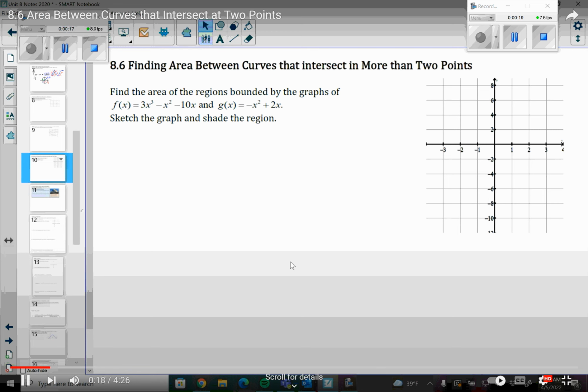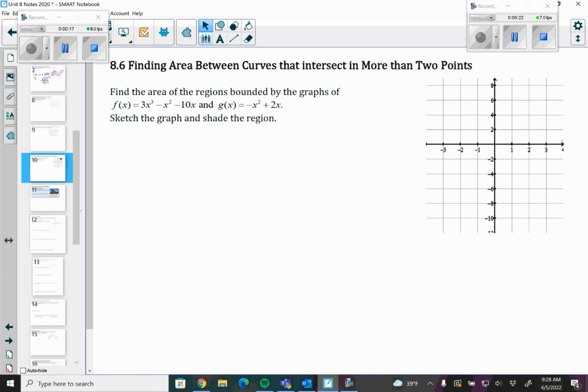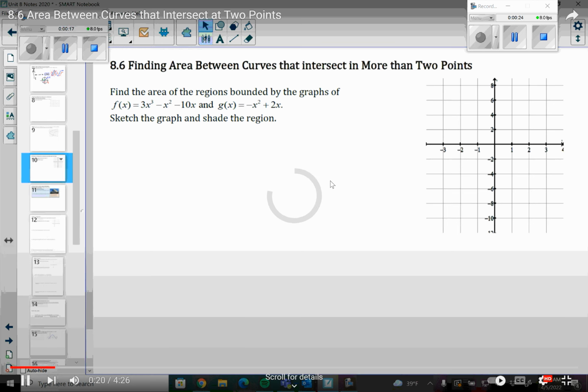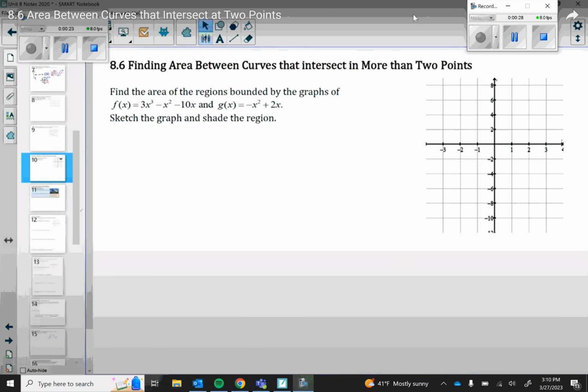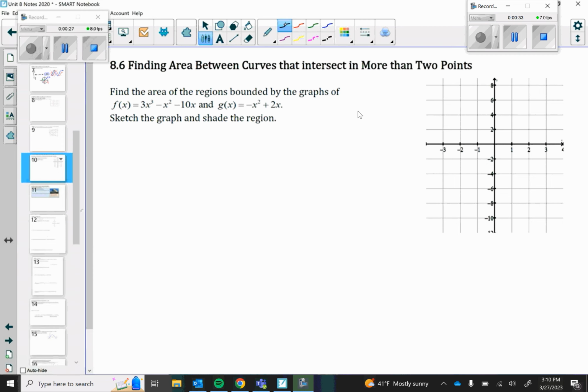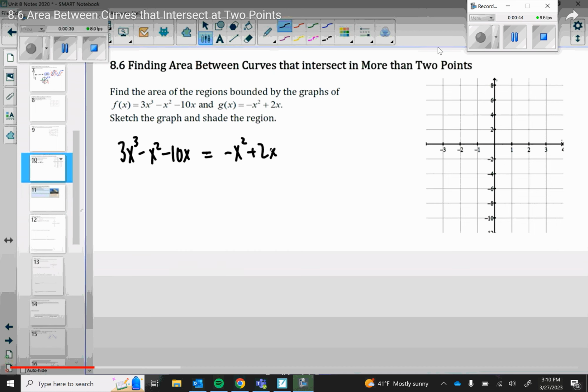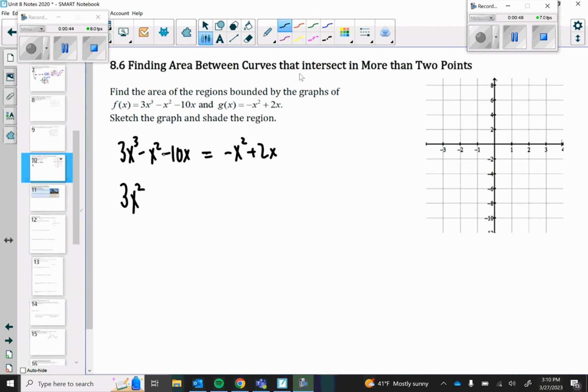But what about two curves that intersect at more than 2 points? We've got two functions. F of x is equal to 3x cubed minus x squared minus 10x, and g of x, which is negative x squared plus 2x. Now, if I want to figure out where these two things intersect, we know that we're going to set them equal to each other. And so to solve this, we're going to move everything to the same side.